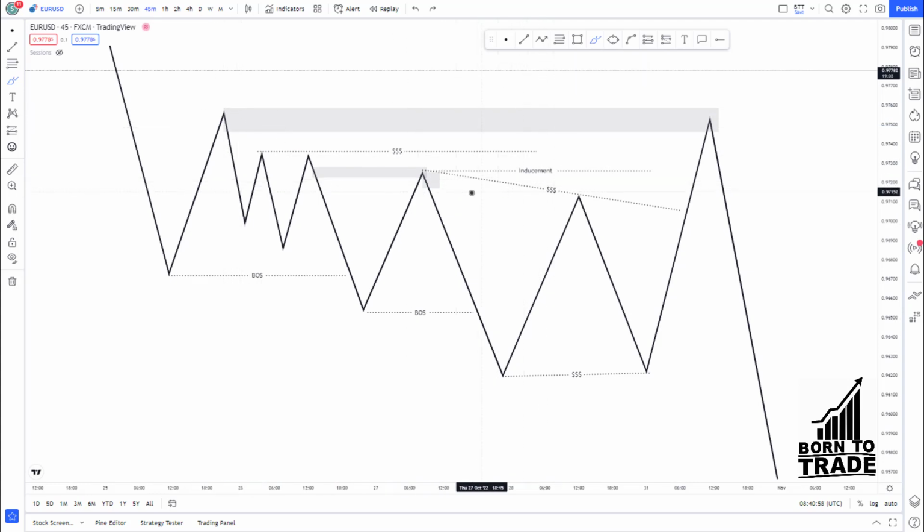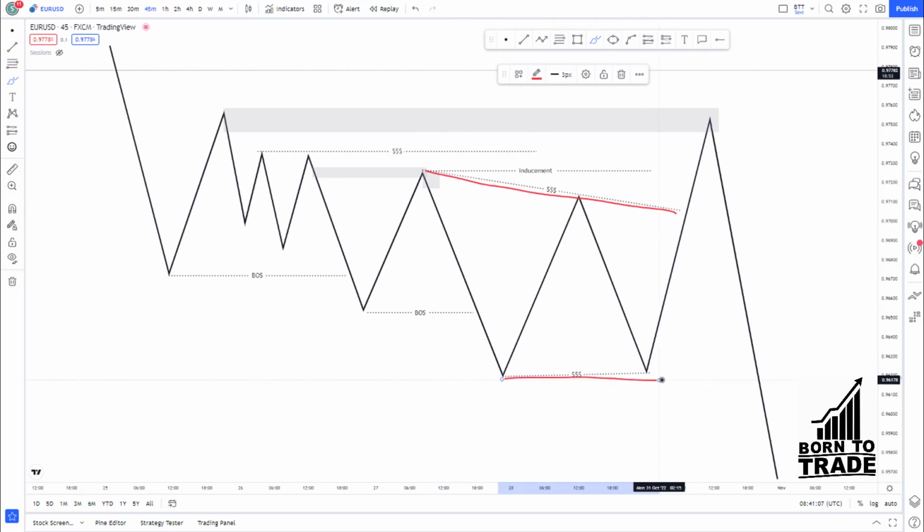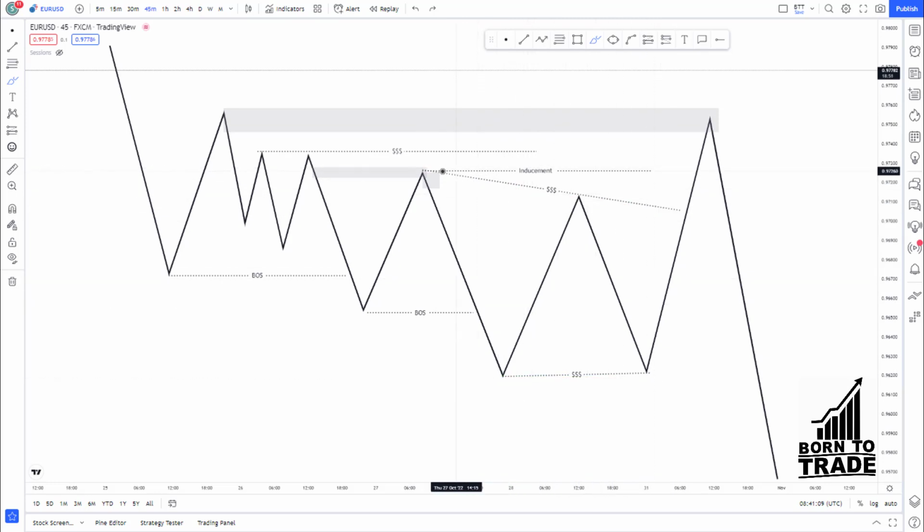This now looks like a very good sell zone, and equally we have trend line liquidity. Retail traders will be looking to sell from this area. We equally have equal lows over here. So this is inducement, and this looks like a very good sell zone.